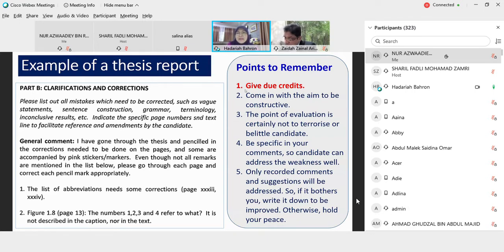Points to remember, first of all, give due credit. If you see that he has done a good job, you just say, yeah, it's a good job. However, there is something that needs to be improved. You come in with the aim to be constructive. The point of evaluation is certainly not to terrorize or belittle the candidate. Be specific in your comments so the candidate can address the weakness well. Remember, only recorded comments and suggestions will be addressed. If you say something that you do not write, it's not going to get done. So if it bothers you, write it down to be improved. Otherwise, you must hold your peace.